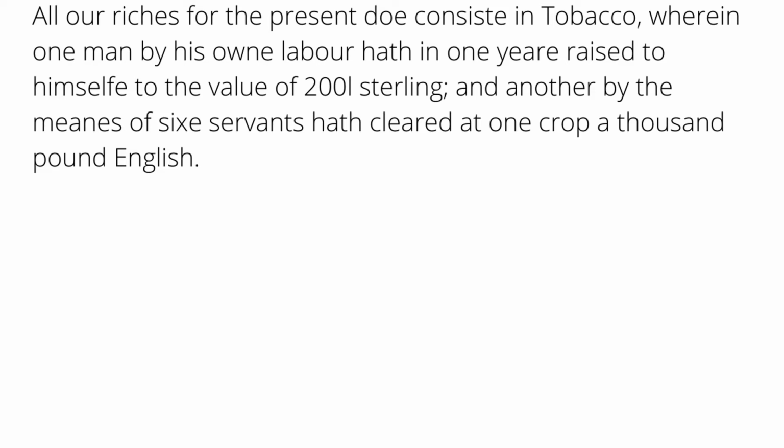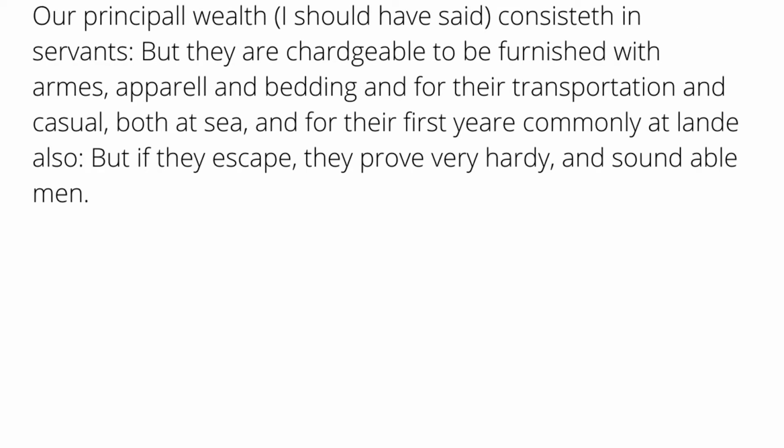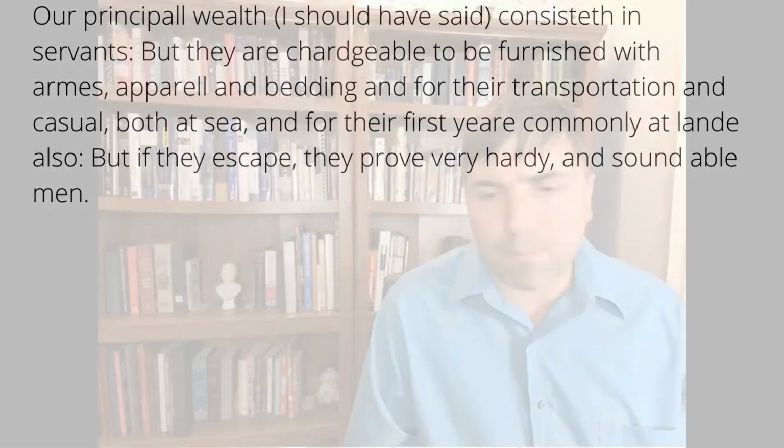And another by means of 6 servants hath cleared a crop of 1,000 pounds English. He goes on to say, our principal wealth, I should have said, consists in servants, but they are chargeable to be furnished with arms, apparel, and bedding, and for their transportation and casual, both at sea, and for their first year commonly at land also. But if they escape, they prove very hardy and sound, able men.